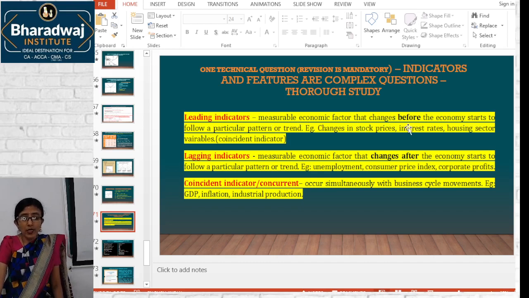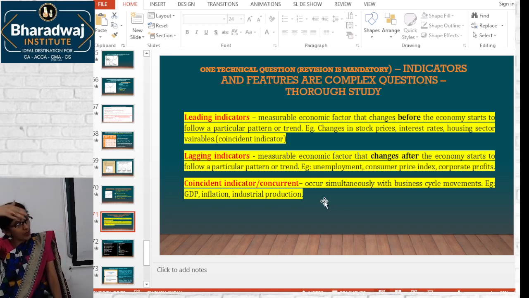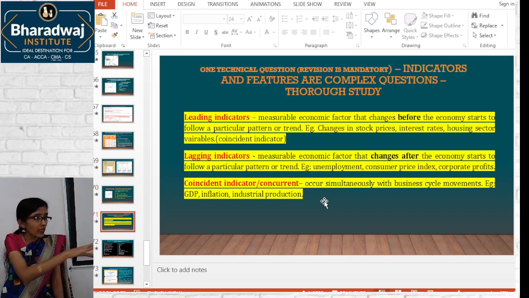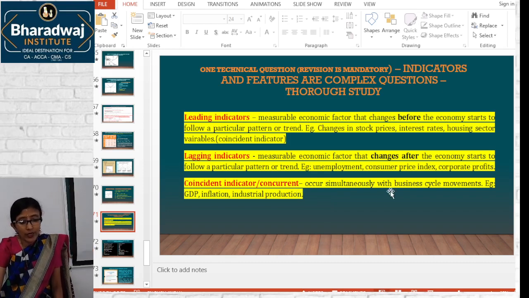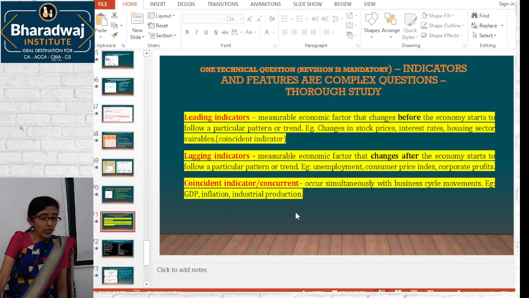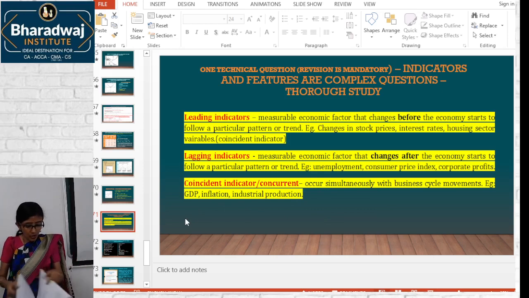Look at the examples given. Changes in stock prices, interest rate, housing sector indicators. Housing can come also under coincident. Lagging: unemployment, consumer price index, corporate profits. You have to read these as given because economists have predicted which macro variable comes ahead of the cycle, which changes along with the cycle, which will happen after the onset of that particular phase. And when you say concurrent, you have GDP, inflation and industrial production.